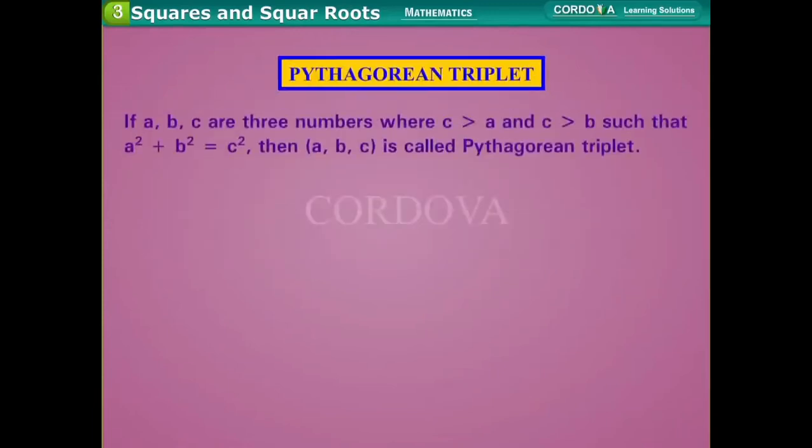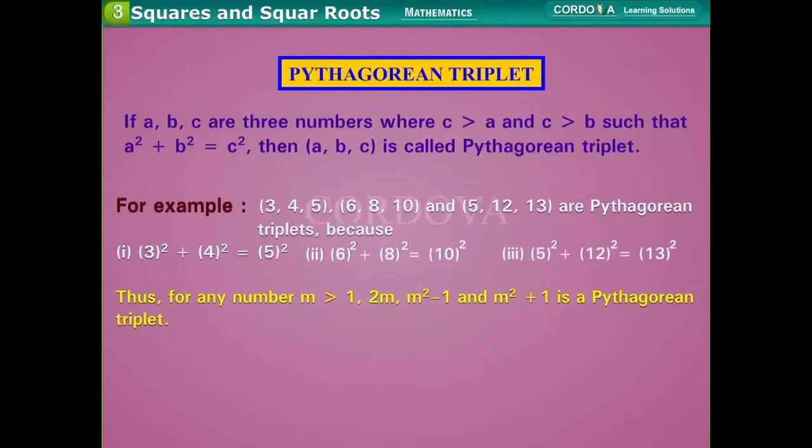Triplet. If A, B, C are three numbers where C is greater than A and C is greater than B such that A square plus B square is equal to C square, then A, B, C is called a Pythagorean triplet. For example, 3, 4, 5; 6, 8, 10; and 5, 12, 13 are Pythagorean triplets because 3 square plus 4 square is equal to 5 square, 6 square plus 8 square is equal to 10 square, and 5 square plus 12 square is equal to 13 square.